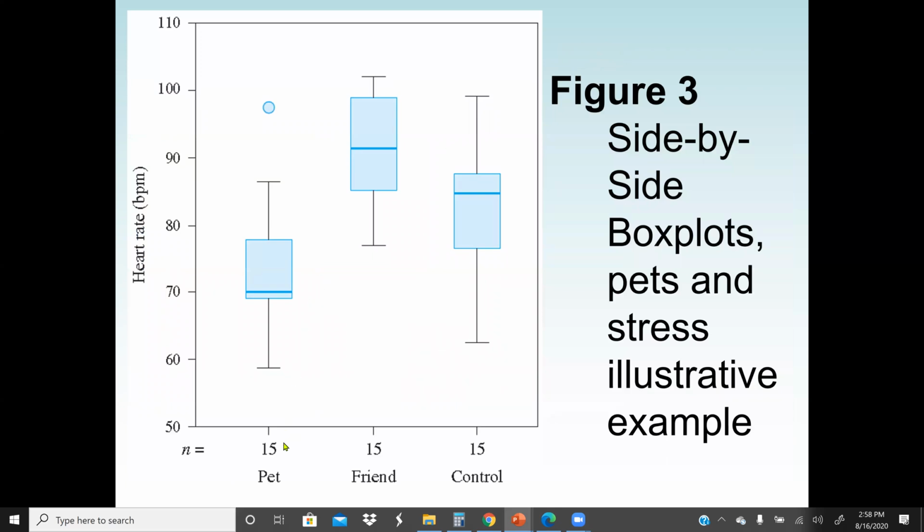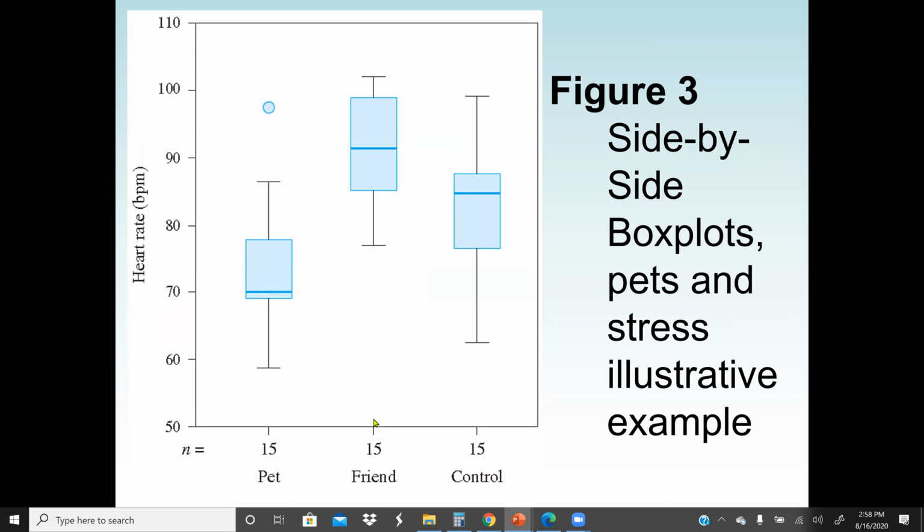So actually we have the box plot here for the 3 groups. We can say again, the sample size is 15 for each group. For the pet group, we can see that the box is down, which is very good. Here we have heart rate. The higher your heart rate, the faster your heart beats, which is not good. That means you are more stressed. So we can see that with a pet, your heart rate is low. I mean, it's not too high. So your stress is a little bit down.